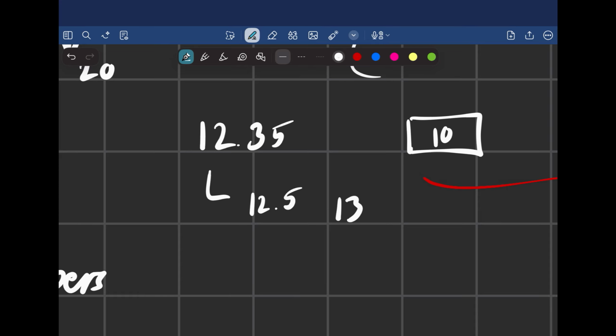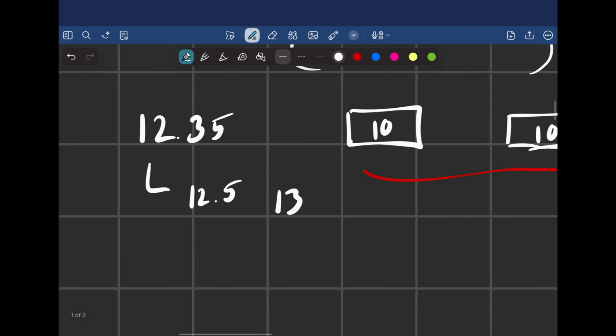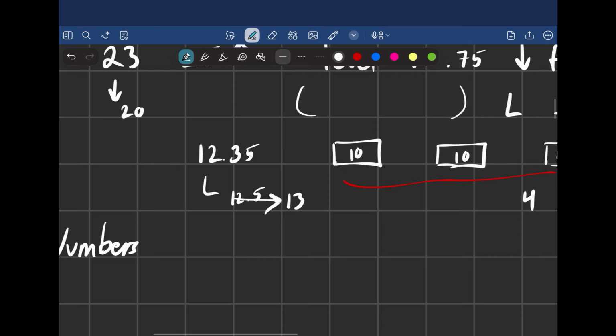But this is an example where I would round up, like 12.35 to 13, because it helps make the math easy. I don't have to deal with decimals. 13's not a nice number to round with, but it's a bit better to multiply with than having ugly decimals in there, because it's faster to calculate.